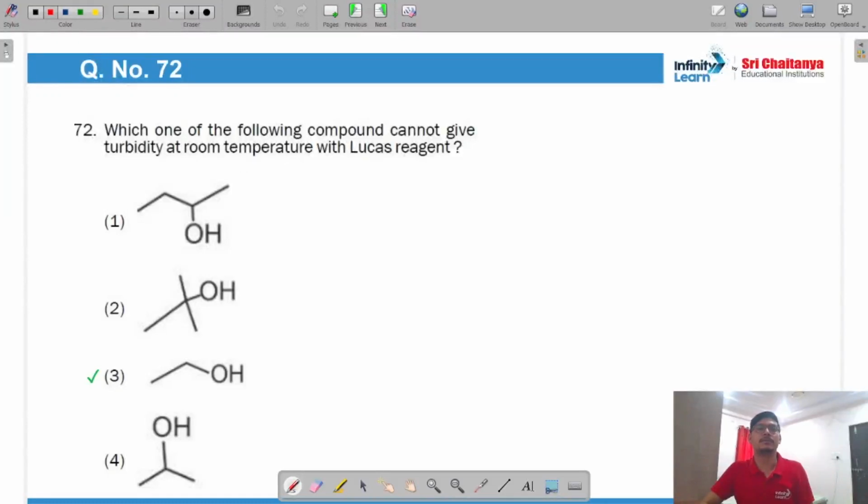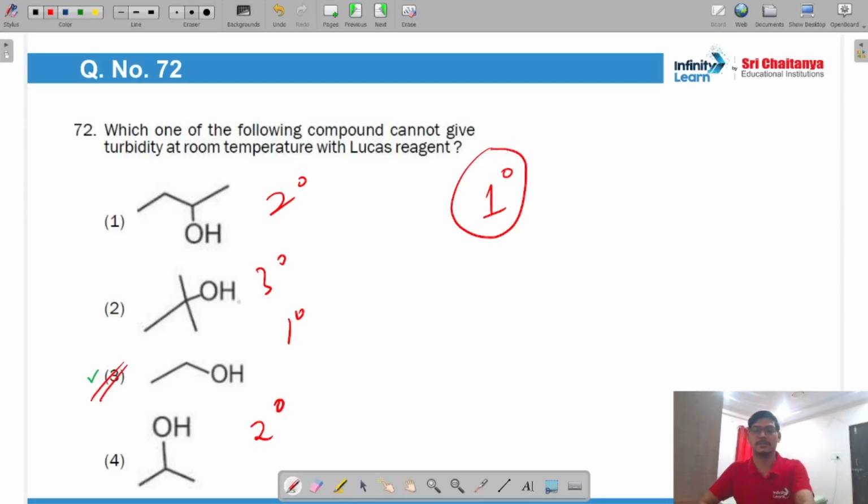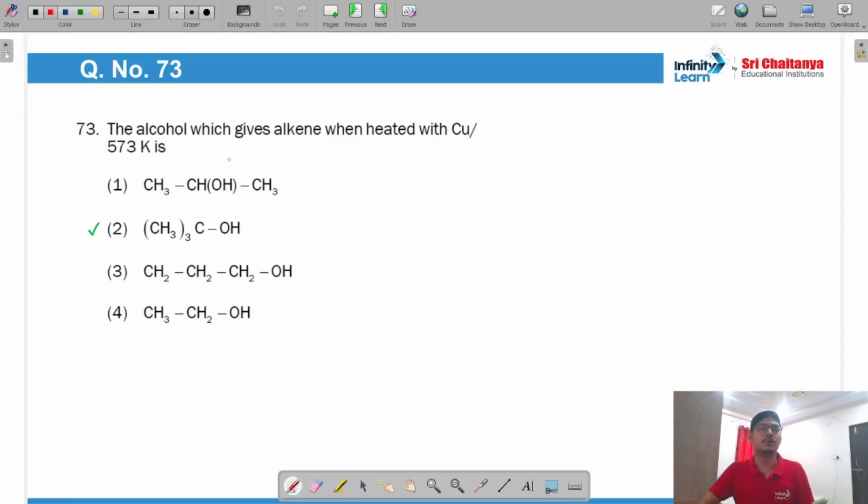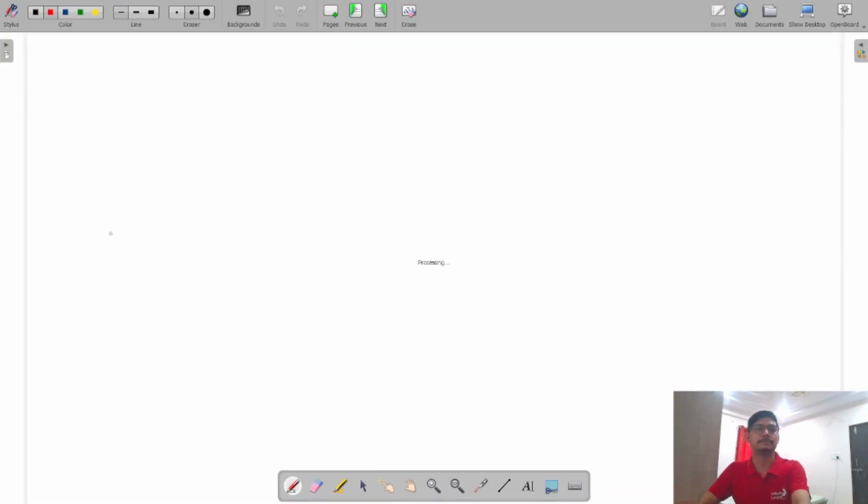Which one of the following compounds cannot give turbidity at room temperature with Lucas reagent? So you should know that in Lucas test, tertiary alcohols react the fastest, but then primary they don't, right? So this is secondary, this is tertiary, this is primary, this is secondary. So which will react the slowest? Primary, of course, this one. So this will not give turbidity at room temperature with Lucas reagent. The alcohol which gives alkene when heated with copper at 573 Kelvin is tertiary alcohol because they cannot be oxidized. So this is a tertiary alcohol.